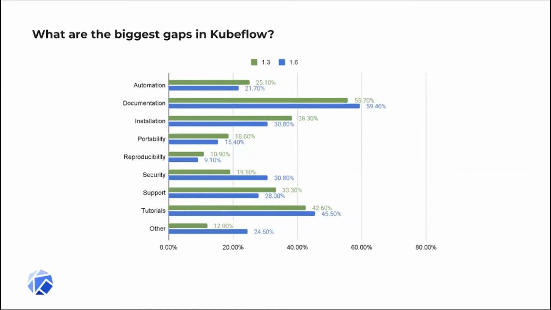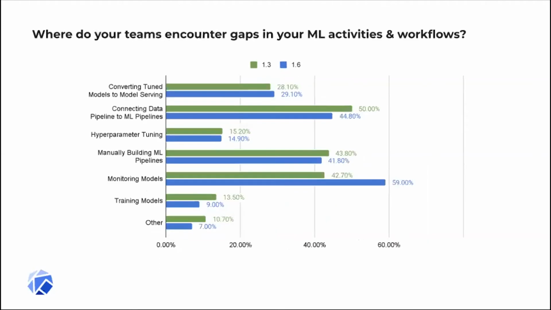Next, what is the biggest gap in Kubeflow? The biggest thing that I noticed while doing this was that security has jumped noticeably. So that's probably something worth looking at. And then where do teams encounter gaps in machine learning activities and workflow? Again, this is related to the 1.6 survey results that we saw. The monitoring model increased a lot from our end users.